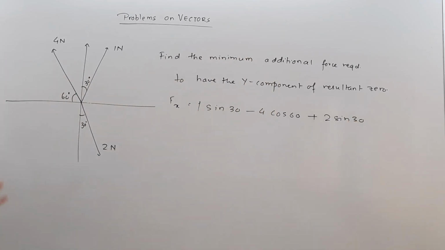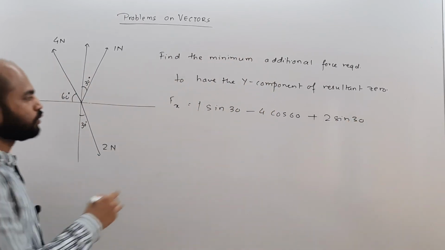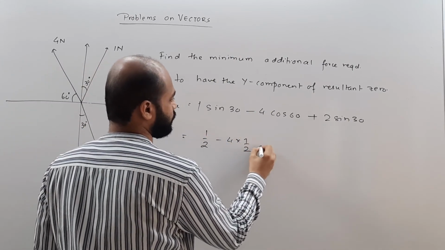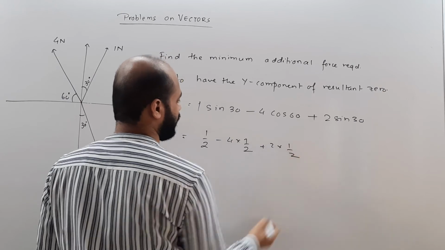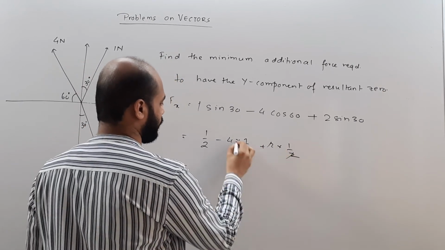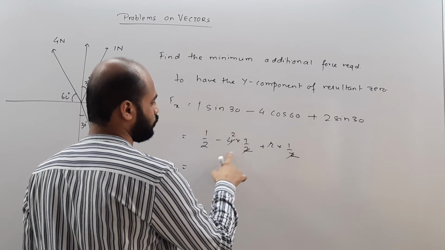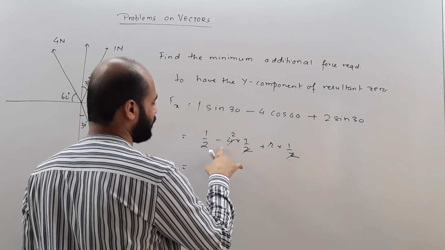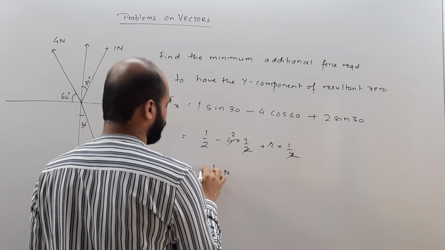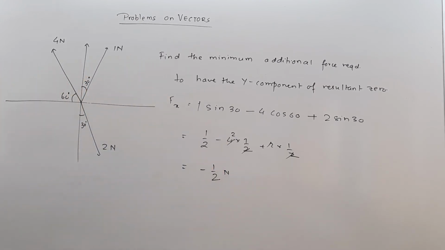So we have written all the x components now, and if you do that, we get half minus 4 into half plus 2 into half. That is what we get. So ultimately it comes out as 2 plus minus 2 plus 1 is minus 1, minus 1 plus half is going to be minus half Newton. This is going to be the net x component.